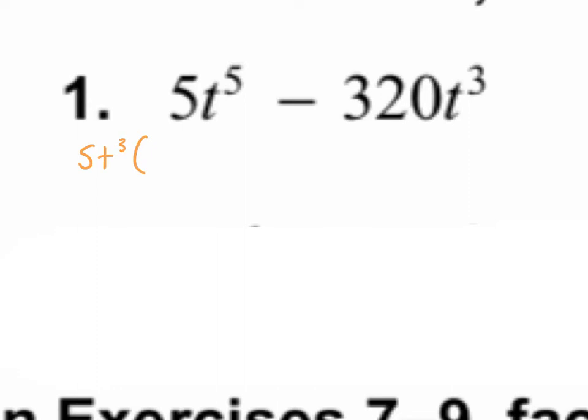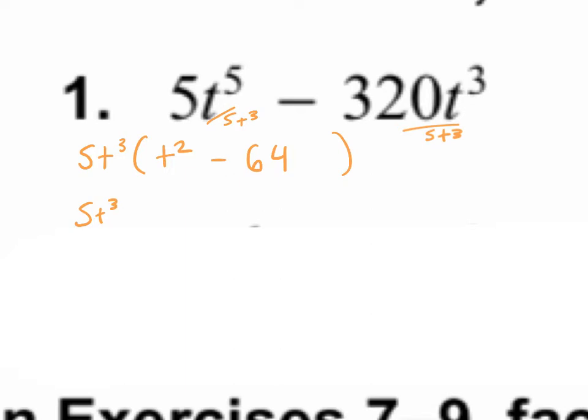So anytime we're factoring, we want to see what can we take out. That's the first question we always ask ourselves. What can we take out? So we're dividing both of these by 5t cubed. So what are we left with? t squared minus 64. Now this 5t cubed stays on the outside, and can we factor t squared minus 64 anymore?